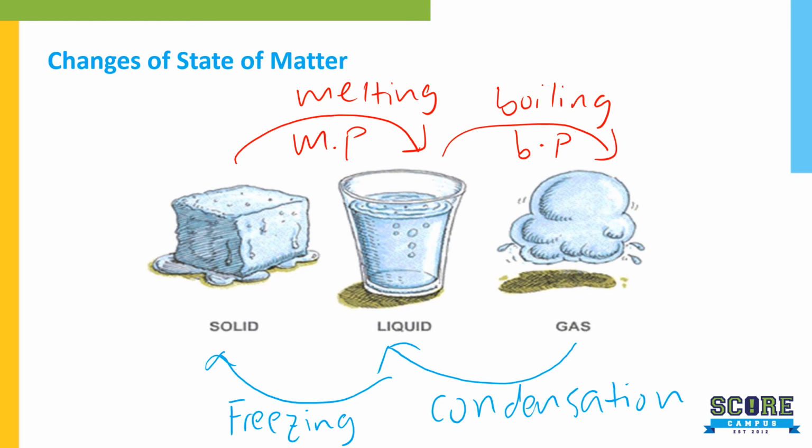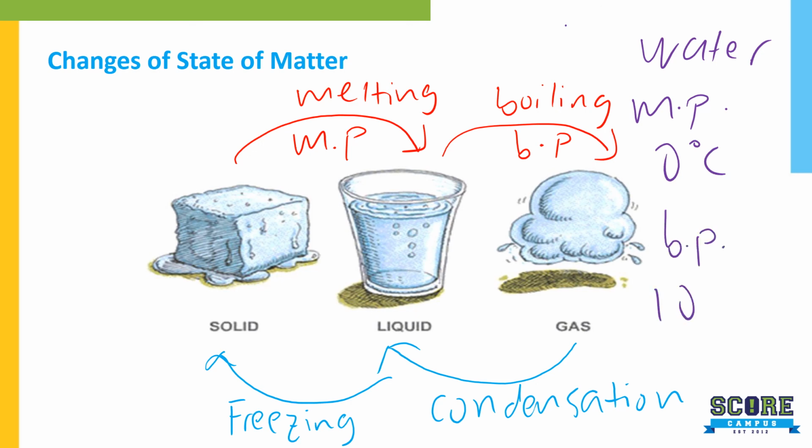Now, one thing you need to take note of is that for water, the melting point is 0 degrees Celsius and the boiling point is 100 degrees Celsius. Yeah, so water melts or freezes at 0 degrees Celsius and boils at 100 degrees Celsius.